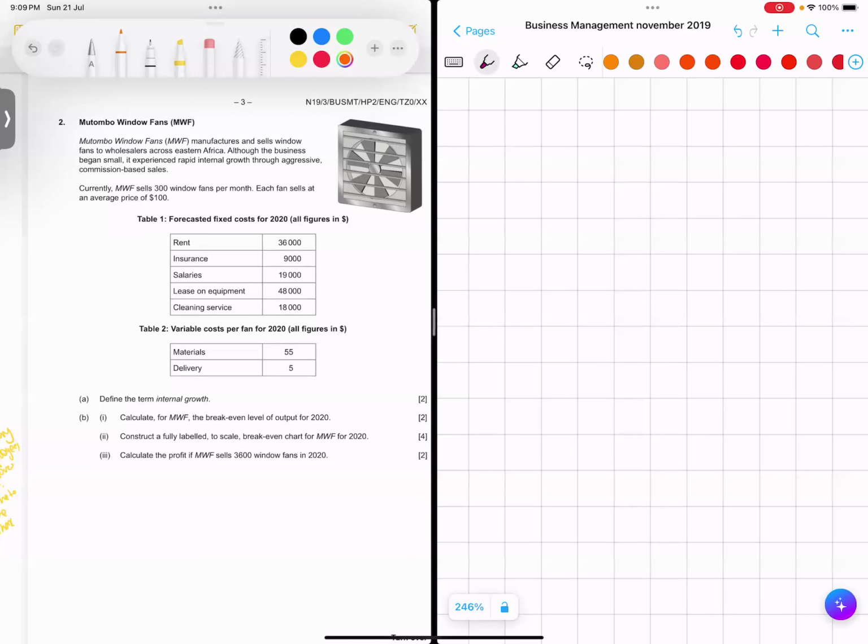Hello guys, today we will be solving part 2 of the November 2019 Business Management Paper 2 IB exam.